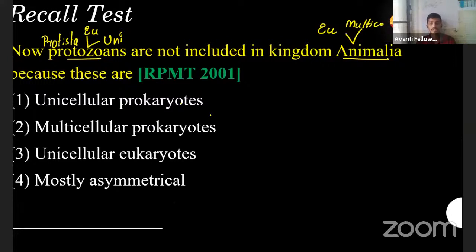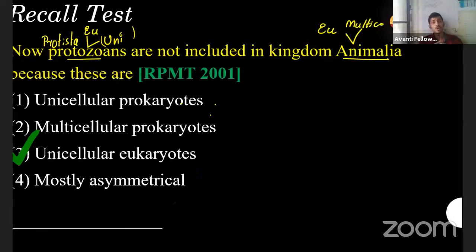Why are protozoans not included in Animalia? What is the difference here? Unicellularity is the difference, right? And you know both of them are eukaryotic. Then how did you guys choose option A? That's so obvious, right? It's a unicellular eukaryote, but Animalia contain multicellular eukaryotes, so we can't include it there. So the correct answer is option C.